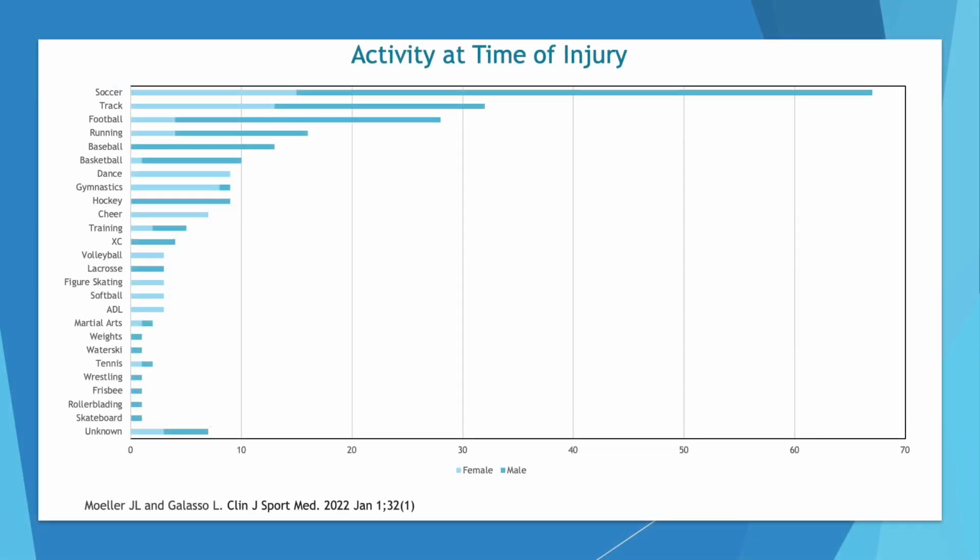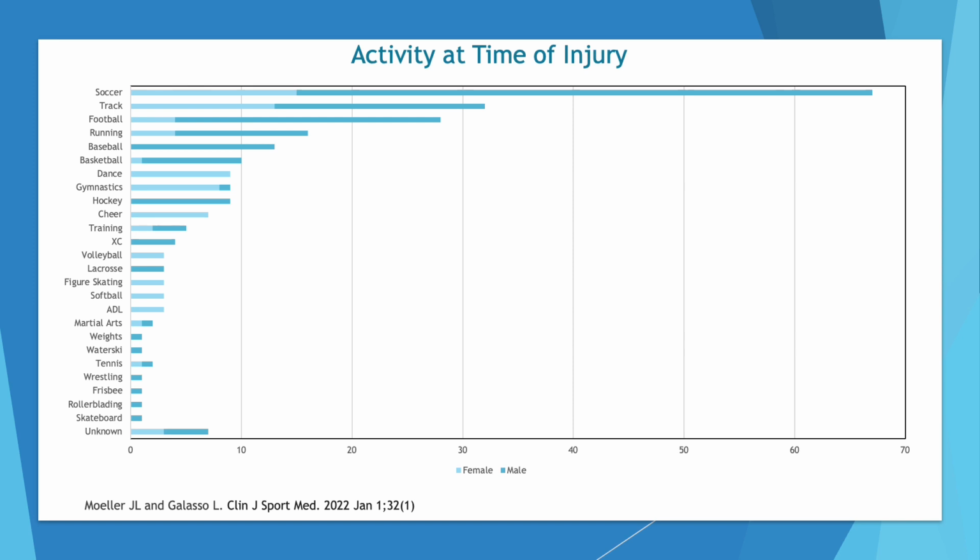Considering the data that was presented by myself and my partner Lisa Galasso early this year, using our United States cohort in a small community practice, once again, soccer was the #1 sport in which we saw pelvic avulsion fractures, with males in the darker blue outnumbering females by quite a wide margin. And again, track, then American football, running for recreation, followed by baseball, basketball, and so on.